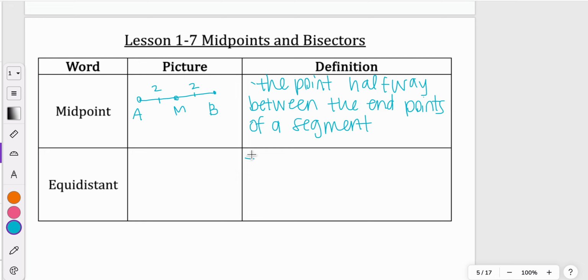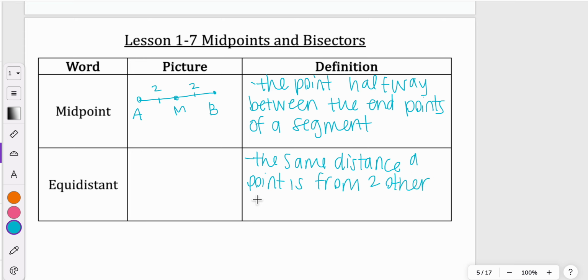So equidistant just means the same distance a point is from two other points. So in this same example, M is equidistant from points A and B. Okay? So that'll be all we have for the definitions.